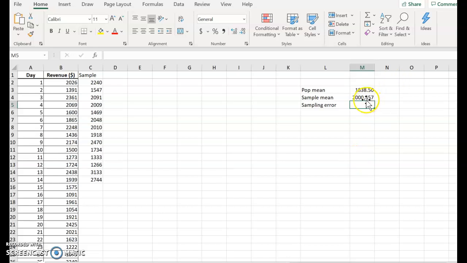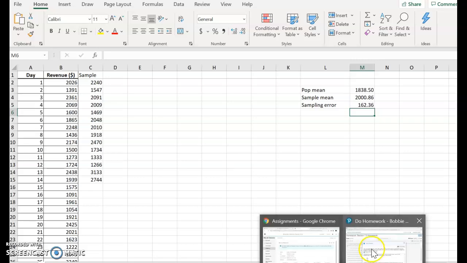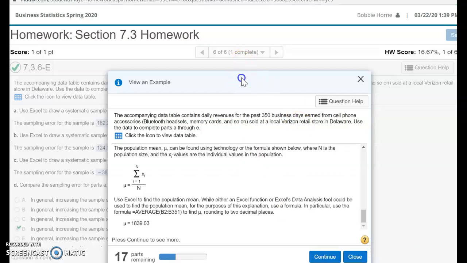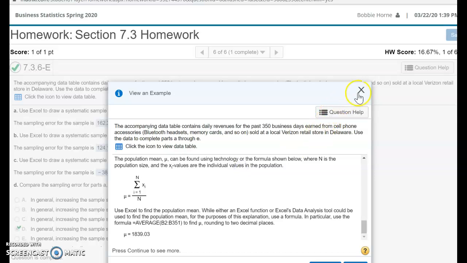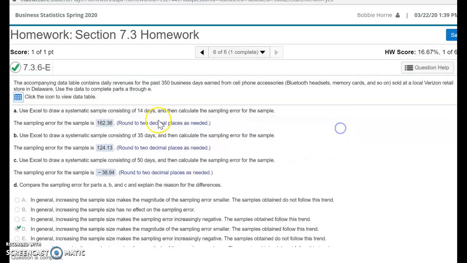And then there is, now your sampling error is equal to your sample mean minus your population mean. So your sampling error is 162.36, which is what I have. Now for the next one, 35 days, you would do 350 divided by 35, which would be 10.